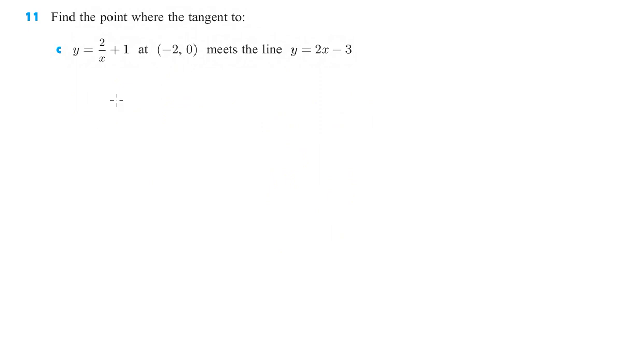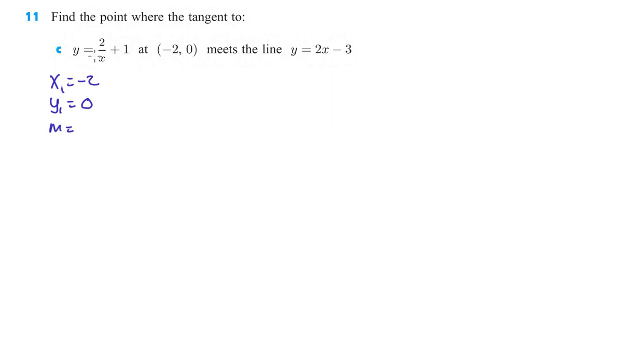Okay, let's look at the next one here, 11C. Find the point where the tangent to this line at -2, 0 meets the line y equals 2x minus 3. So the point where the tangent, so we got to actually find the tangent of this here. So we got x1. We know that x1 is -2. They give us the y1 also. Y is 0. So all we got to do is find the slope.